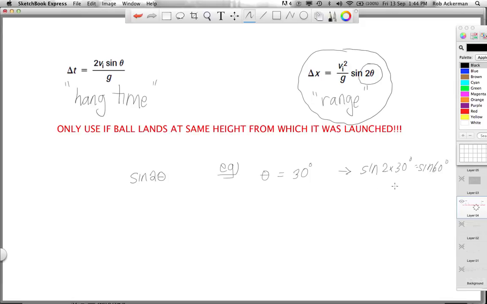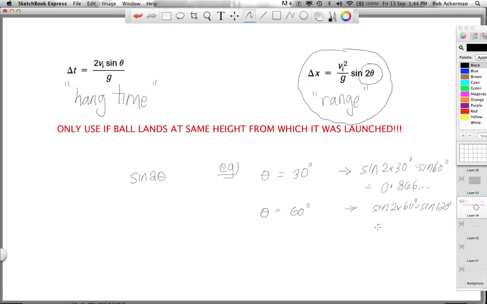And if you punch sine of 60 into your calculator, I think you get something like 0.866 or whatever. Okay? But watch what else happens. If I put in the sine of 60 degrees, I will get the sine of 2 times 60. That's the sine of 120.